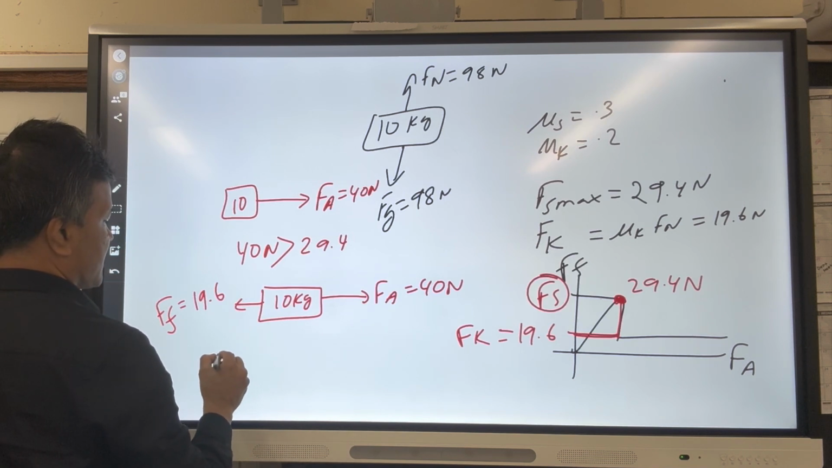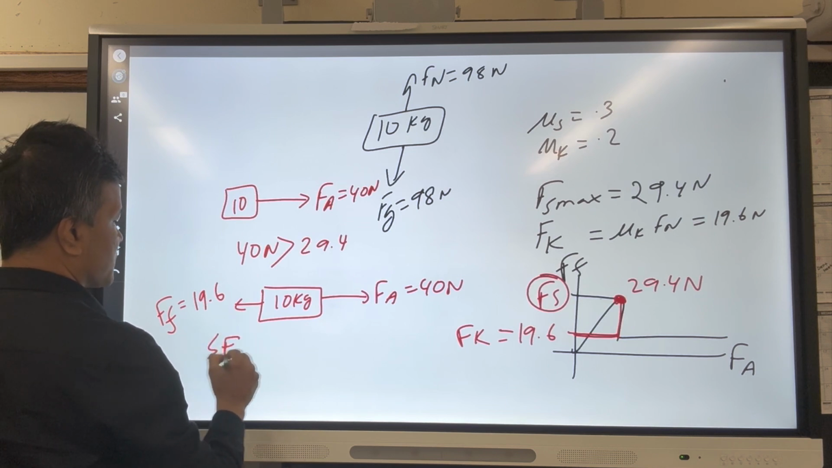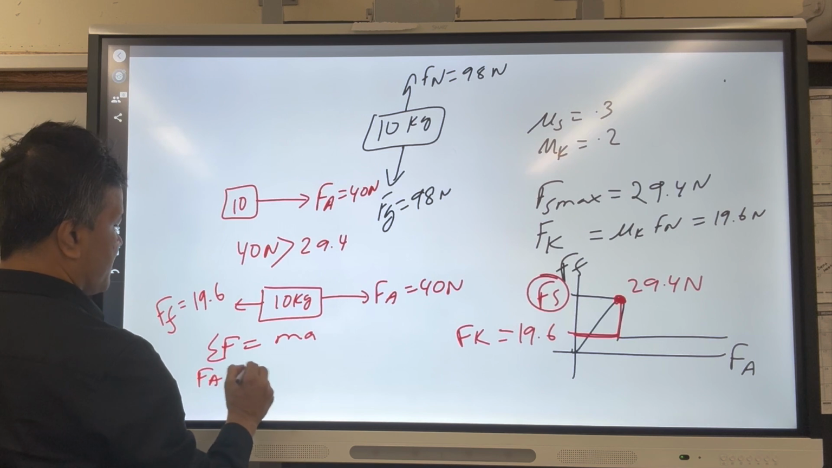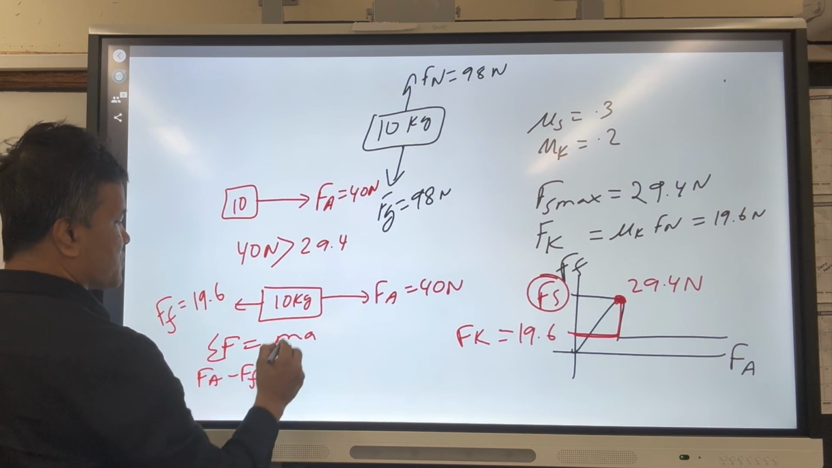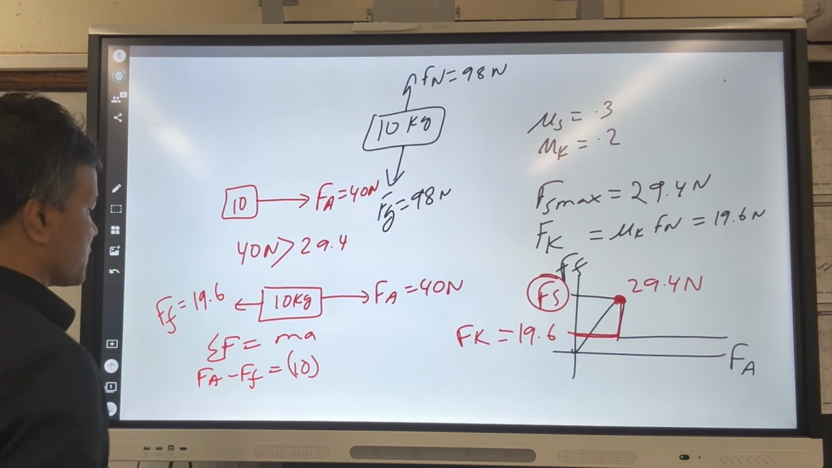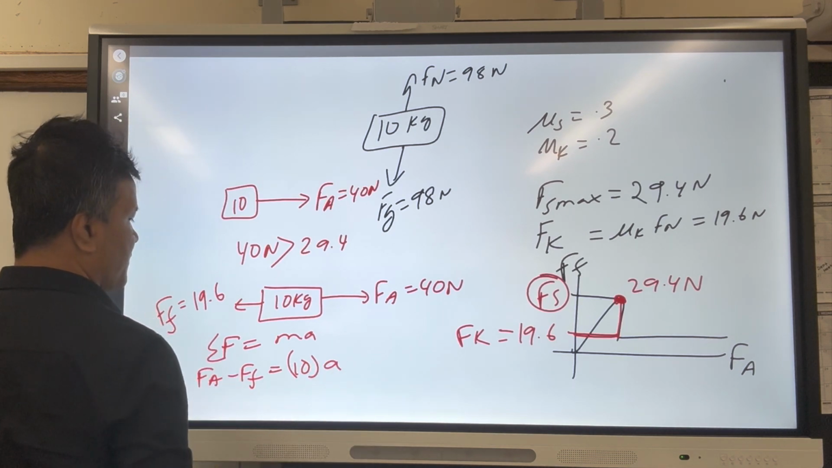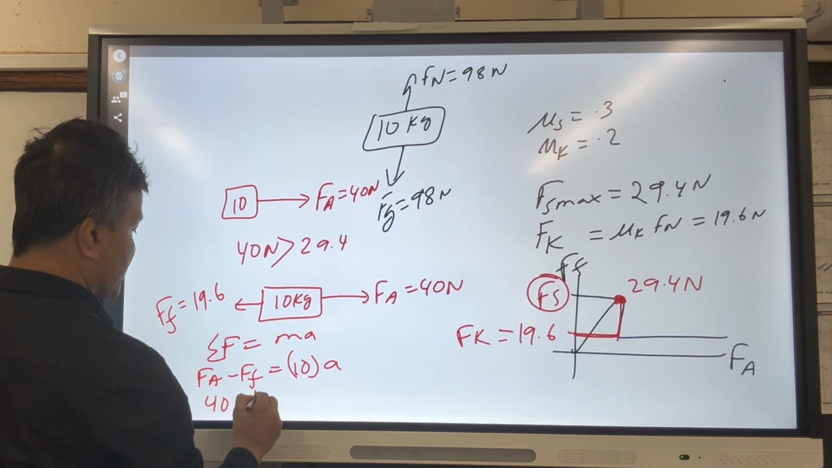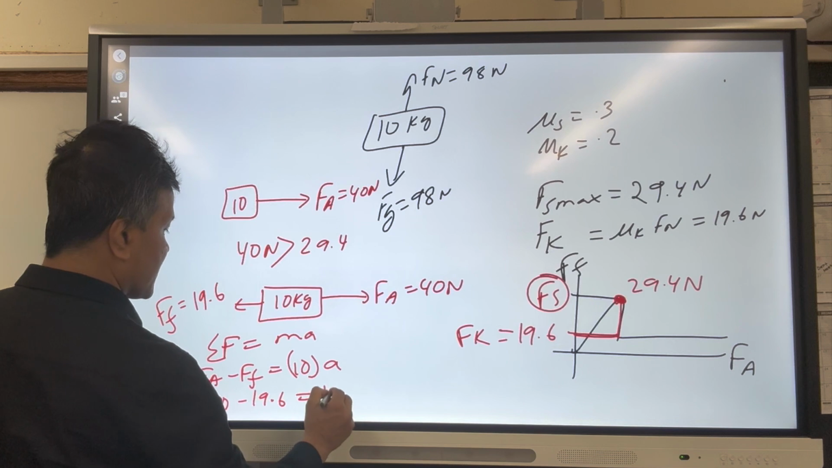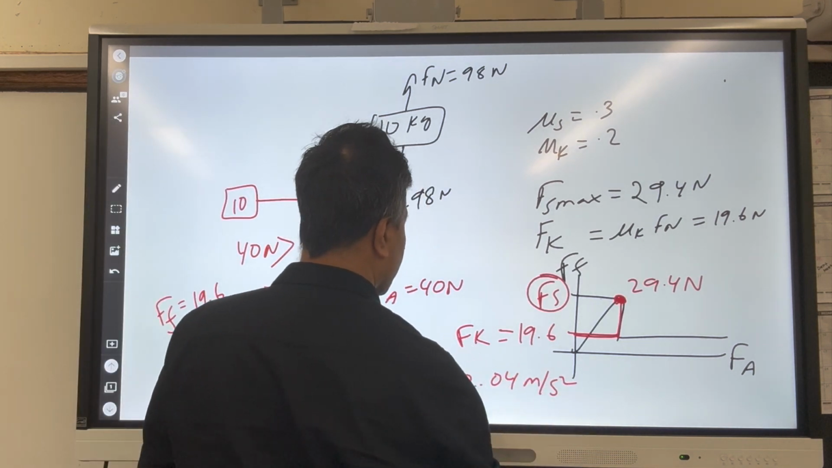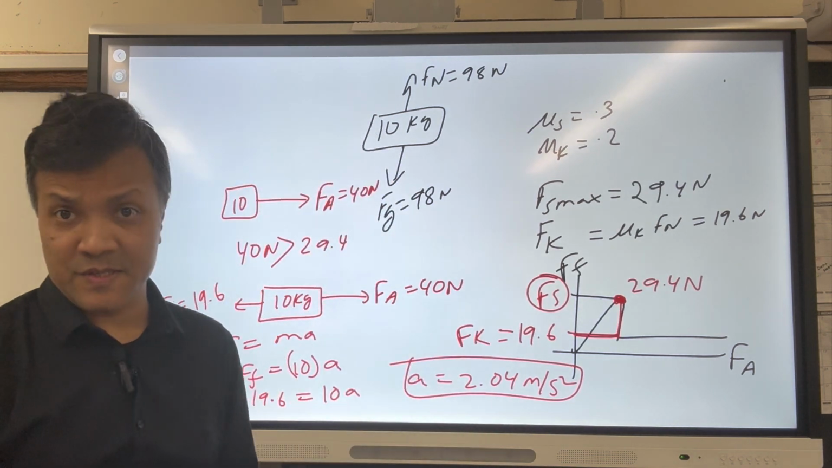So acceleration: F is equal to ma, right? So Fa minus Ff is equal to ma. m is how much? 10. And acceleration is what we are trying to find, right? So Fa is 40 minus 19.6 is equal to 10a, right? So a is 2.04 meter per second squared. That's the acceleration. Hopefully you understand this problem.